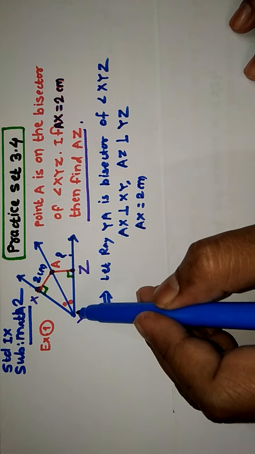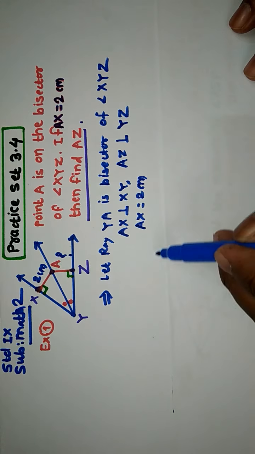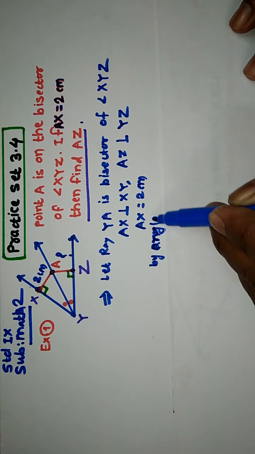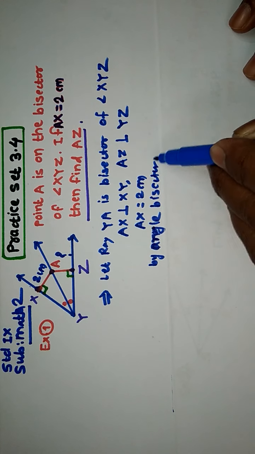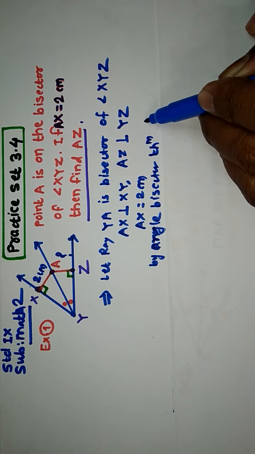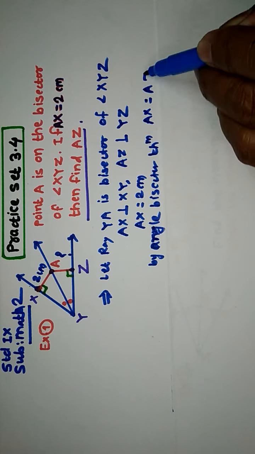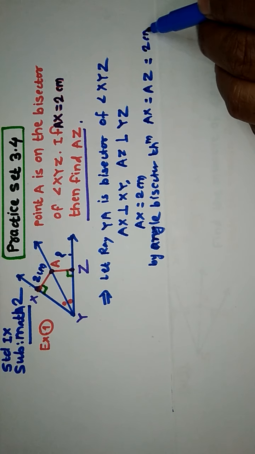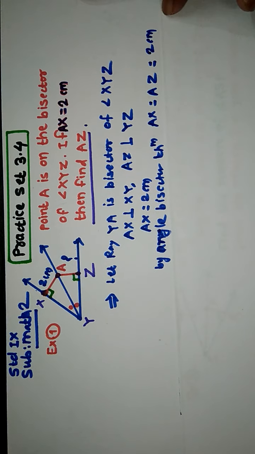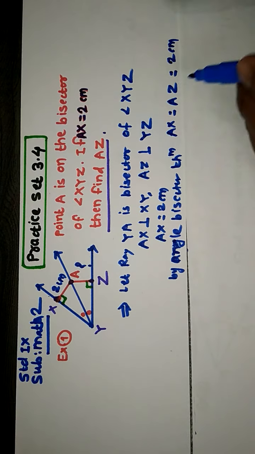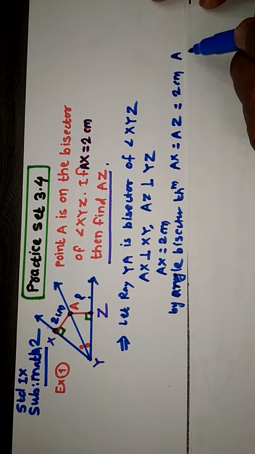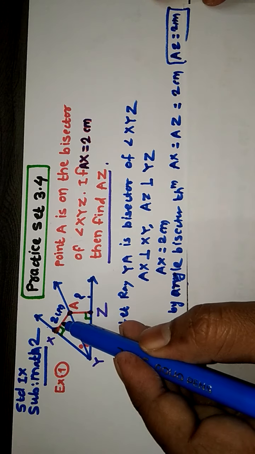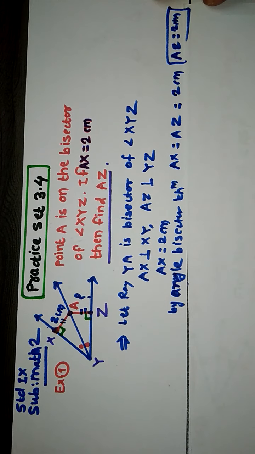Now remember that if this is an angle bisector, then by the angle bisector theorem, we write AX is equal to AZ, and AX is given as 2 centimeter. Therefore each length is 2 centimeter. Therefore we write AZ is equal to 2 centimeter. Means if this has 2 centimeter, then this is also 2 centimeter.